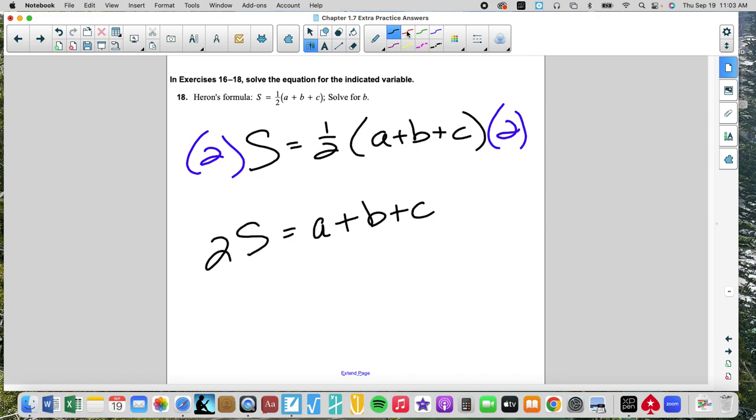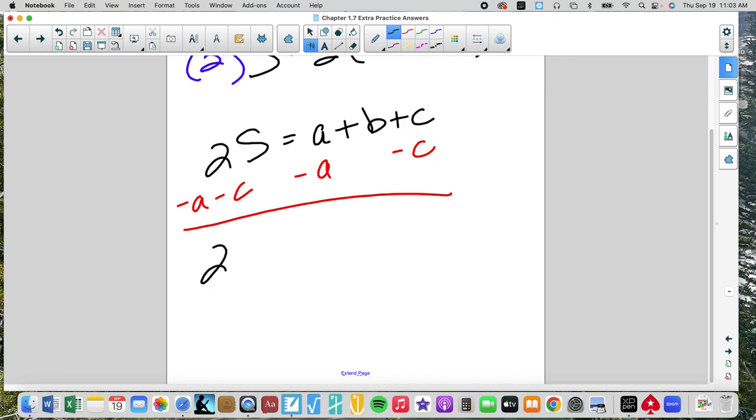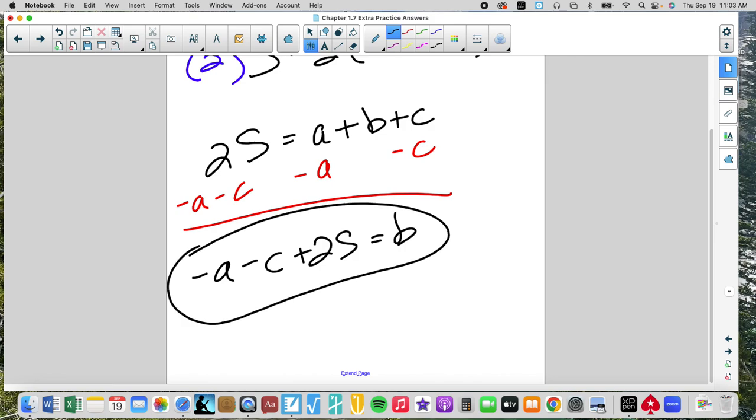And we're trying to get B by itself, so we'll subtract A. Technically, you can also subtract C at the same time if you want to be really efficient. 2s, technically negative A minus C plus 2s equals B. That's how I would write it. You'd probably see more people write 2s minus A minus C.